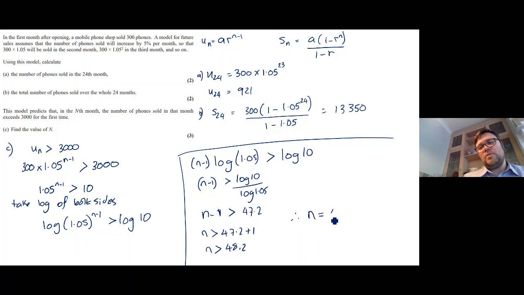Therefore, n is equal to 49. So the 49th month is when it would be greater. You could try it in your calculator by doing 300 times 1.05 to the power of 48, because obviously 49 minus 1. And that would be, I think, 3,100. And if you did the power of 47, it was 2,800. Okay, so when taking logs, it doesn't matter which base you have in there.